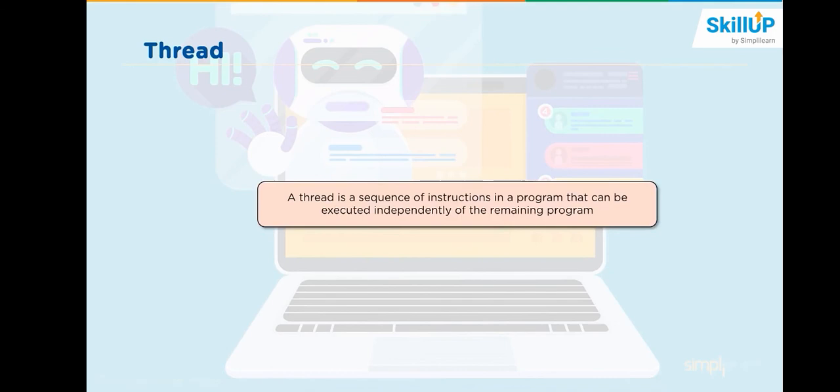Now that we know what a process is, let's look at what a thread is. Now a thread exists within the process. So the definition of a thread is that it's a sequence of instructions in a program that can be executed independently of the remaining program. So if we write a large program, of course there are many small tasks that the program performs. Now each of these small tasks can be a thread as long as their execution is independent of the execution of the other tasks.